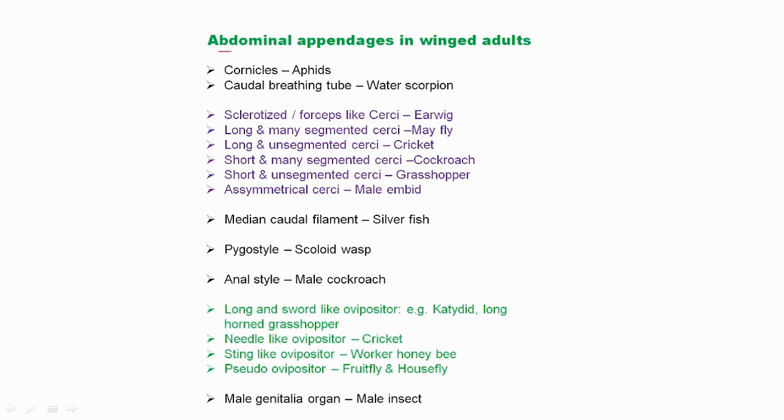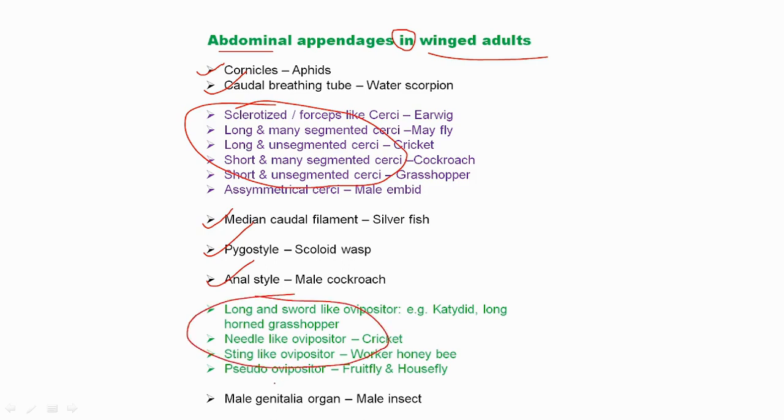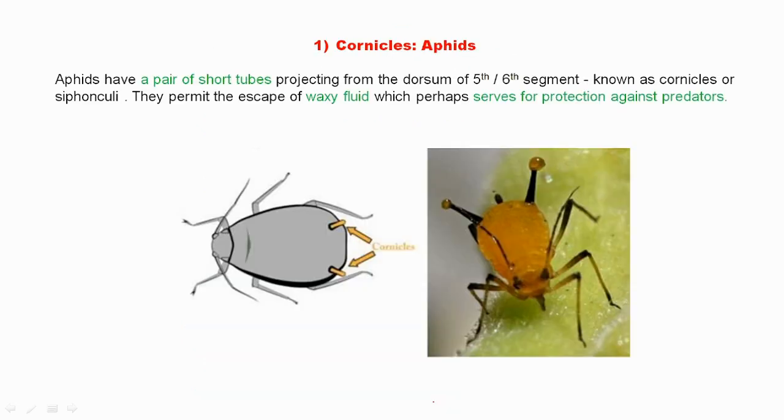Now you see, abdominal appendages in winged adults include cornicles, caudal breathing tube, cerci, median caudal filament, pygostyle, anal style, ovipositor, and male genitalia or male genital organ. Let's see first about cornicles.